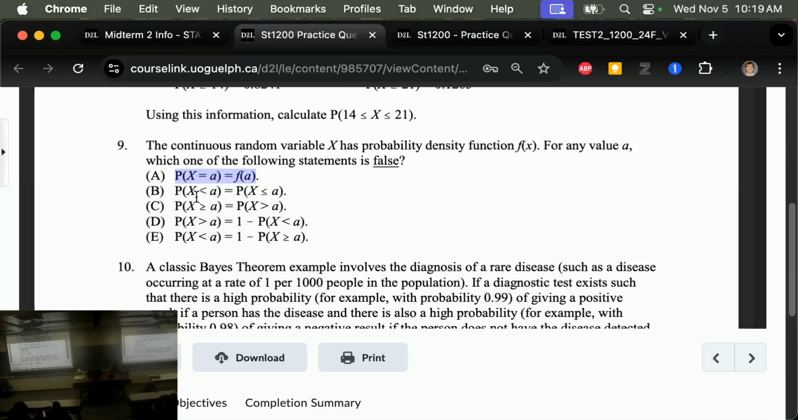The probability is 0 at any point. So the f function, remember, gives you the height of the graph you're finding the area under. The height is the function f, and the area is the probability. So the probability x equals a is the area underneath a point. But because it's infinitely thin, that area will be 0. So option A is wrong. It should say the probability of x equals a will be 0. The height of the graph is f of a, not the probability. So there you go. That's another one where the answer was A.